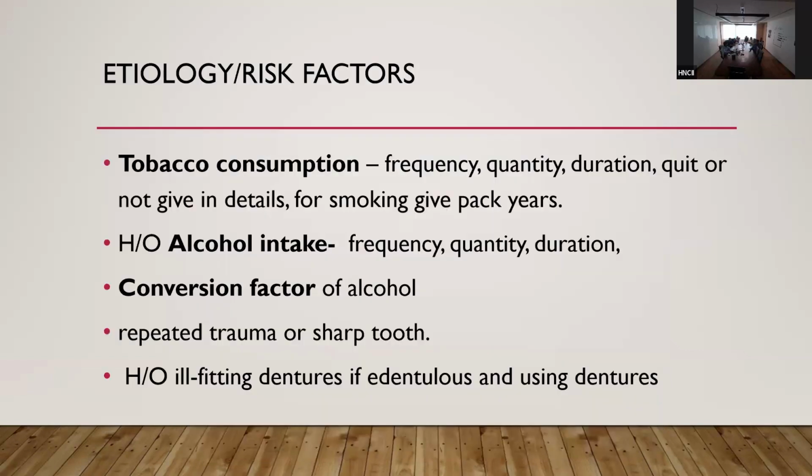Then coming on to the history of etiology or risk factors. First, it is very important to take the history of tobacco consumption. Note down the frequency, the quantity, the duration, all the details of smoking. You have to calculate the pack years. Then the history of alcohol intake. Again mention the frequency, quantity, duration. Then there's an important factor called the conversion factor of alcohol, which I will explain in further course. Then you have to take a history of repeated trauma or sharp tooth, and ill-fitting dentures.